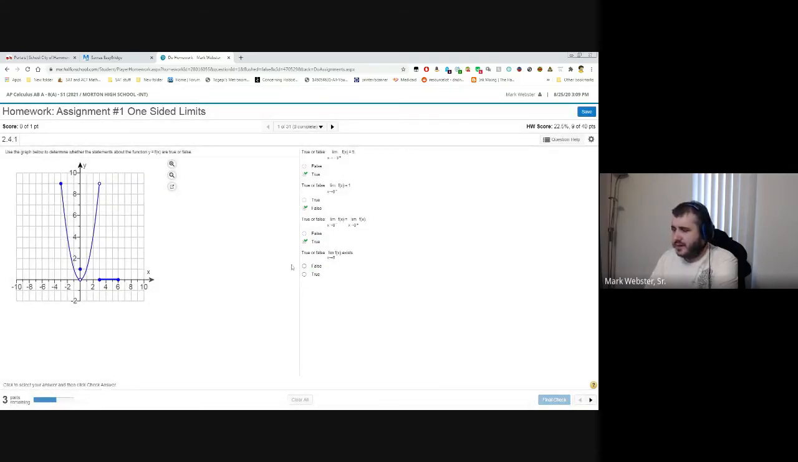True or false? The limit exists. Well, here's the thing. This third one, that's the test to see whether a limit exists. If the left hand and the right hand match, then the limit exists. That's how it works. True or false? The limit of f of x as x goes to 0 is 0. Well, isn't that what we just said? It goes to 0, right? They both go to 0, so we know that that's true.